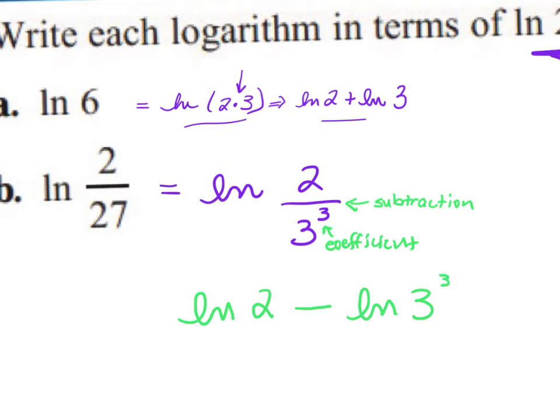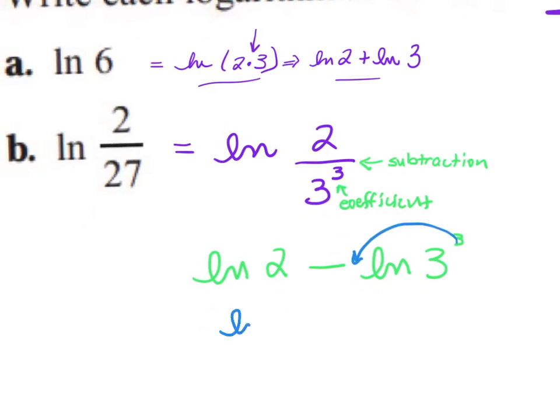Is this completely expanded and pulled apart? Is everything linear? Wouldn't you have to put the 3 as a coefficient? Yes, this 3 needs to come out here. To be fully expanded, it would be the natural log of 2 minus 3 natural log 3. Some of you will skip this step. You'll just put the 3 in the front.